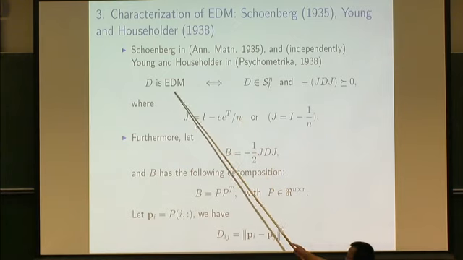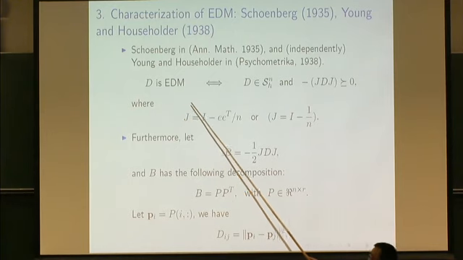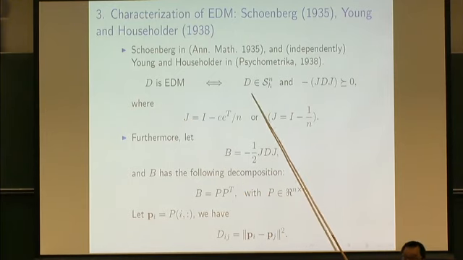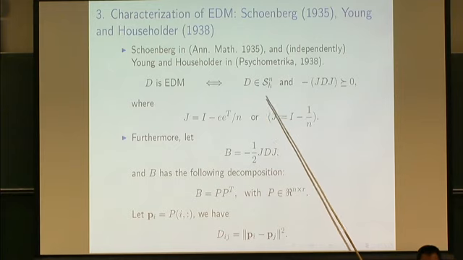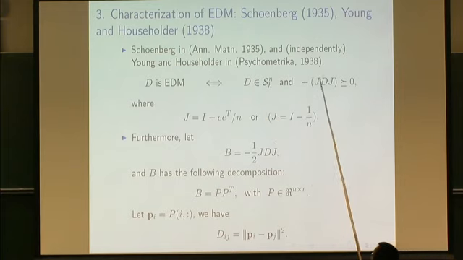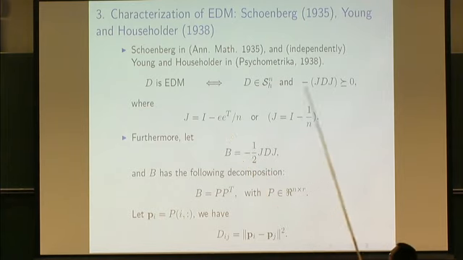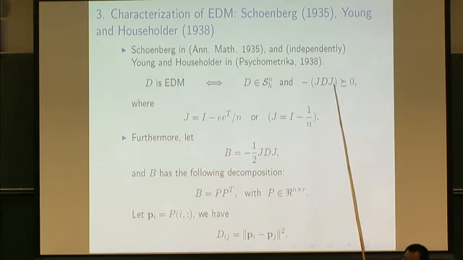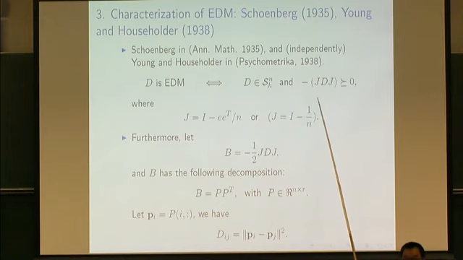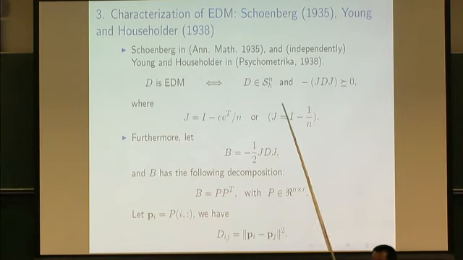If D is a squared Euclidean distance matrix, then of course the diagonal is 0, because it's a distance matrix. And then this matrix, where e is a vector of ones, this is the projection matrix. You multiply before and after by this matrix, and you negate it. This is positive semi-definite, and this is an if and only if characterization.